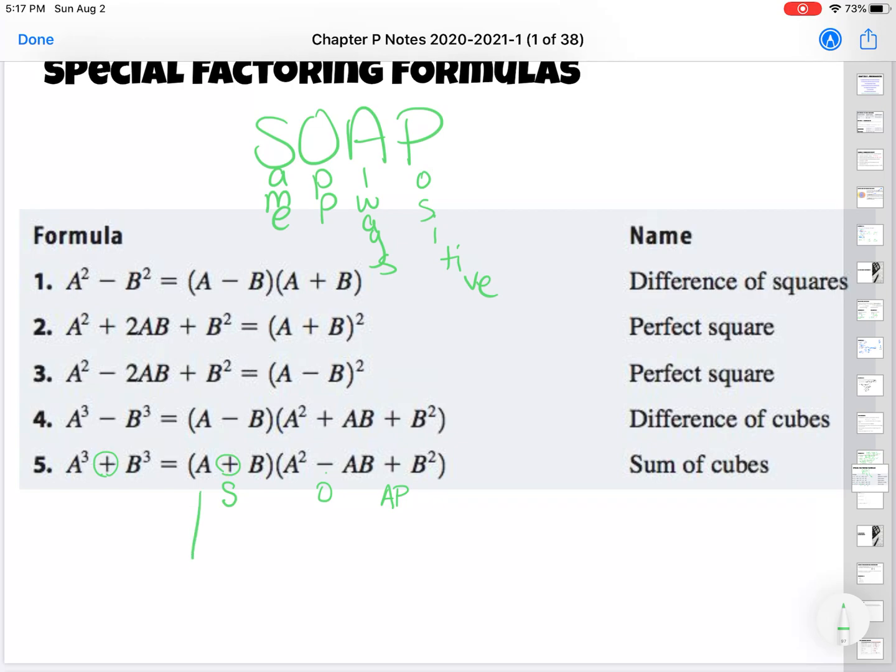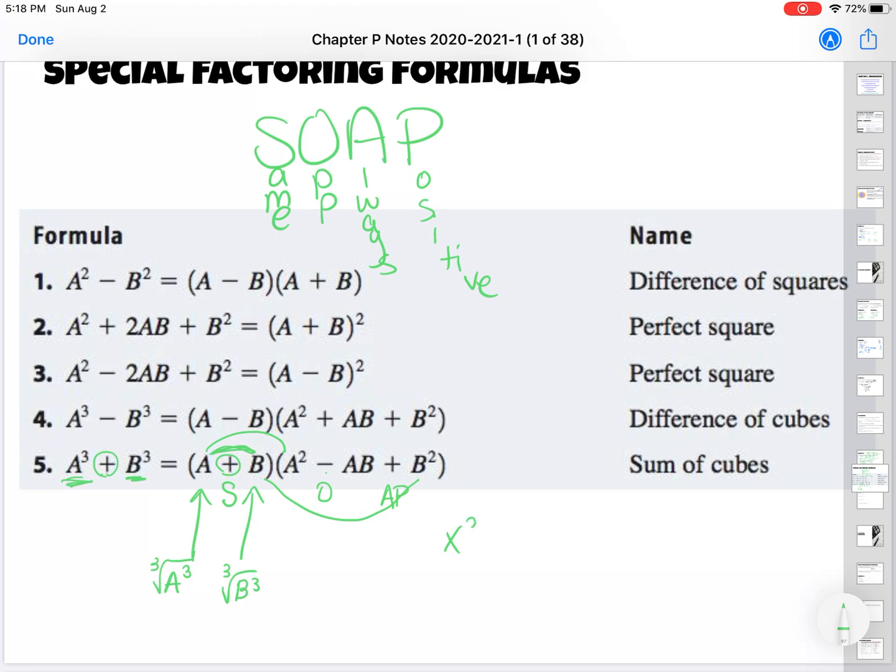What I do in order to get these answers is these guys are the cube roots of these guys. So I'm taking the cube root of A cubed, the cube root of B cubed. I'm figuring out what the cube roots are here. Then I'm taking this A and squaring it. I'm taking this B and squaring it. And then I'm multiplying these two guys together to get the middle.